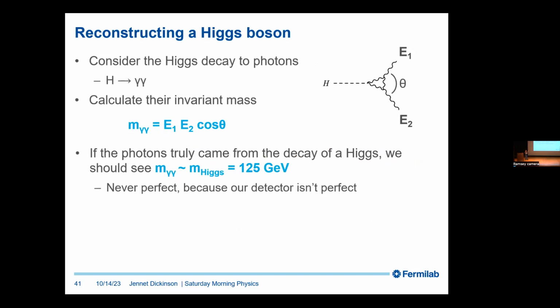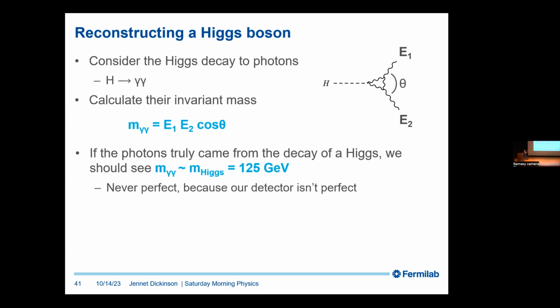So I'm going to use the example of a Higgs decay to 2 photons. You can see a Feynman diagram of it over here, where you have a Higgs boson, outgoing photons, one with energy E1, one with energy E2, and then they're separated by some angle. Yeah, so they're separated by this angle.